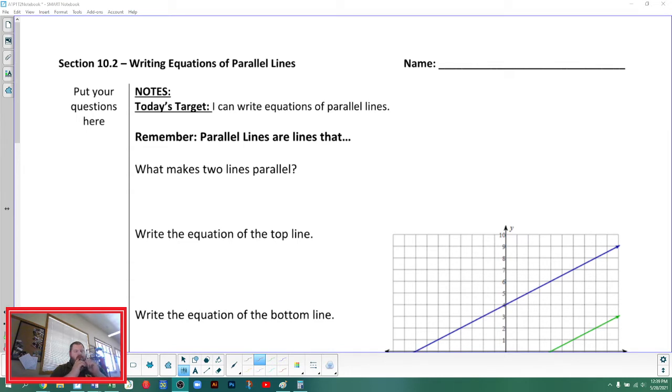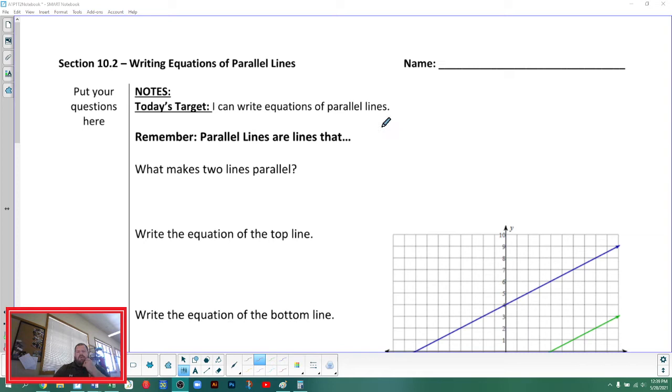Today we're going to be focusing again on our variations of lines. We're actually going to look at just parallel lines today. And so I want to look at the writing of equations of parallel lines.